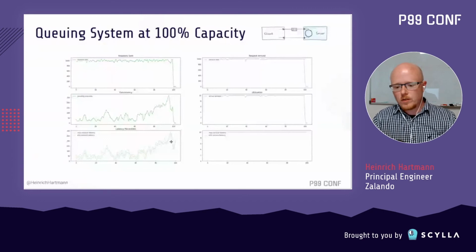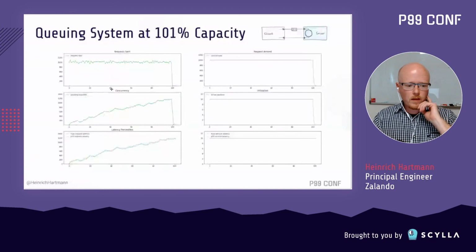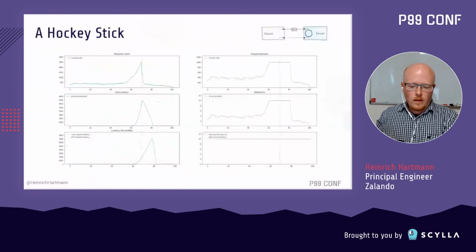And when we are pushing the system over the top, then we really see some weird things happen. We're seeing unbounded growth of concurrency and the latency percentiles. So here, really, things are getting complicated. Here's one toy example, just for the fun of it.